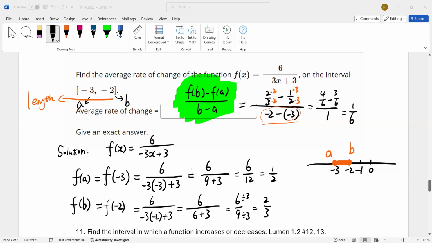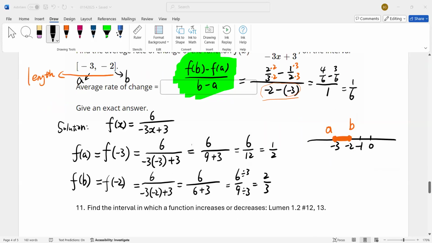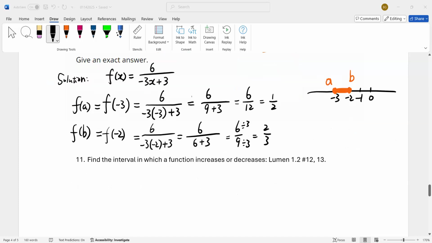I don't really want you just to know how to plug in the formula. I want you to really understand the meaning of average rate of change. I hope I can make that happen. It's okay, we just started this topic, right?